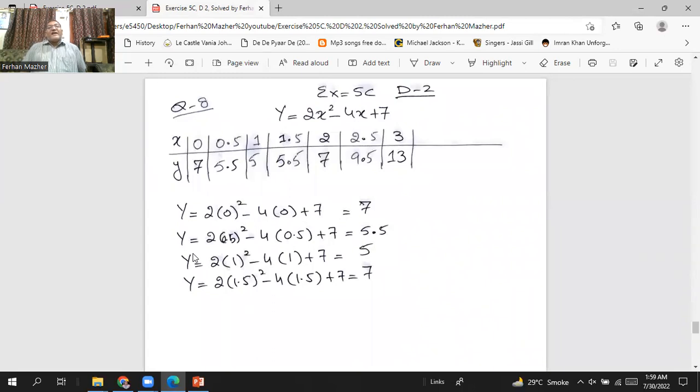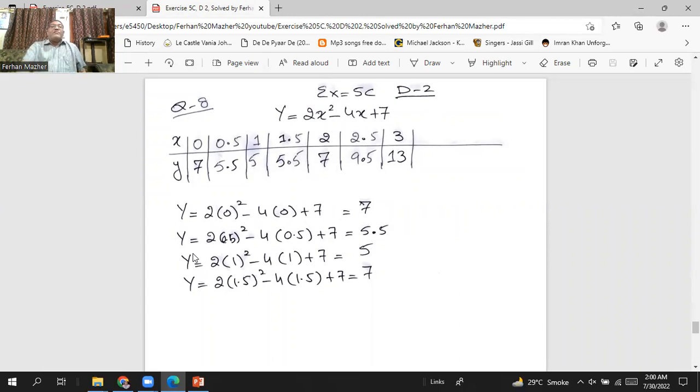In the same way, I can enter x as 1 in that equation. So substitute x with 1. So you will have y equals 2(1)² minus 4(1) plus 7, which equals 5. And in the same way, I can write x equals 1.5. So you will write 2(1.5)² minus 4(1.5) plus 7 equals, and that will be 7.